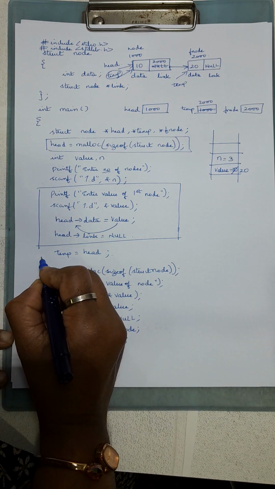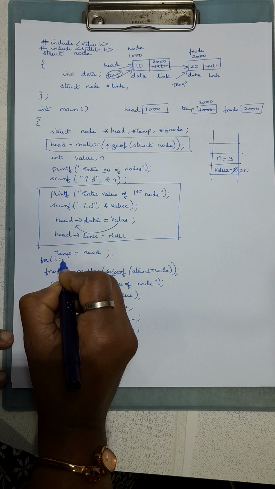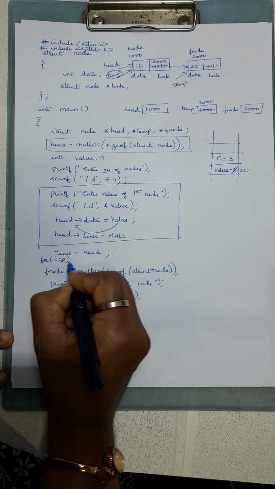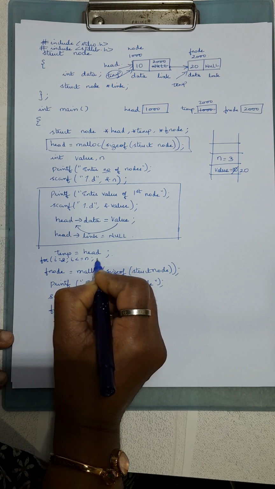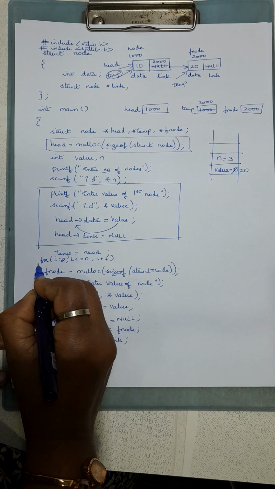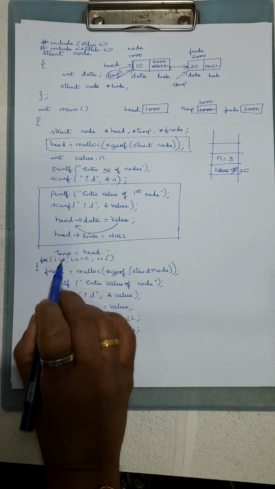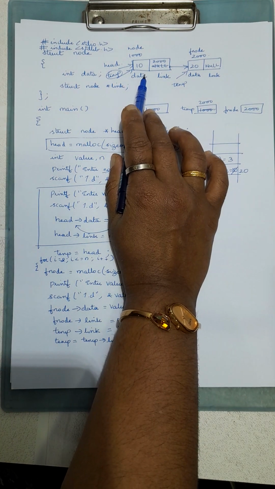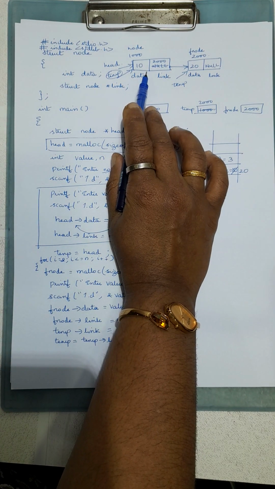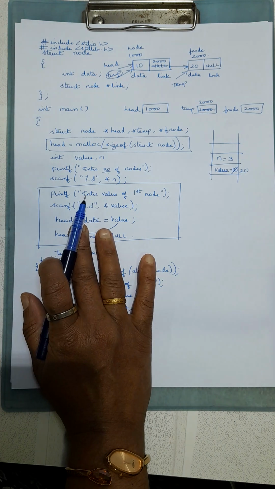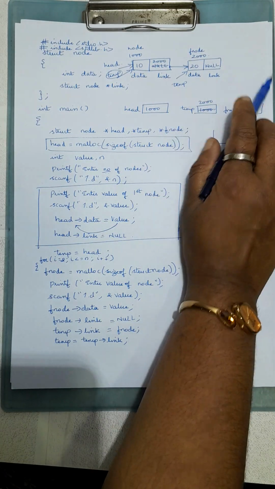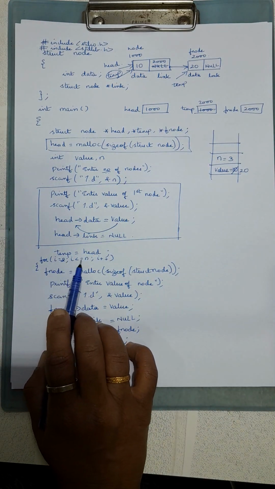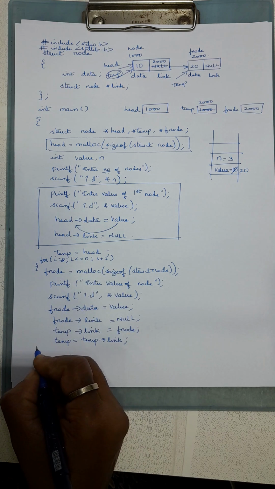Okay, so what will I do? I just write for i is equal to 2, i less than or equal to n, i plus plus. Why 2? Because I have already created one node, the head node. This is the head node creation. I have to move from the second node onwards. That's why for i is equal to 2, i less than or equal to n, i plus plus.